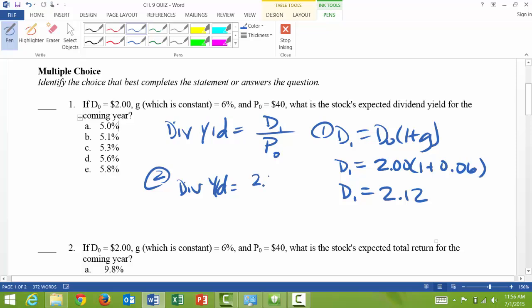Then step 2 is we get our dividend yield. And we put our $2.12 over the price, and the price is equal to $40. And so we should get a dividend yield of 5.3%, which is answer C.